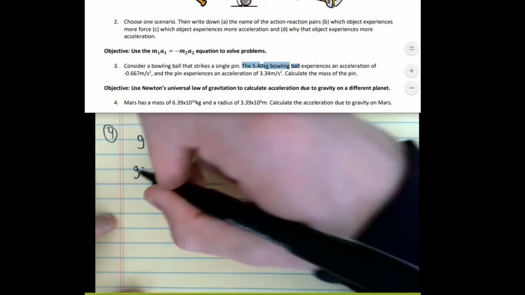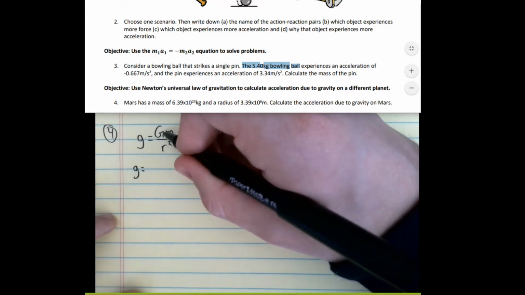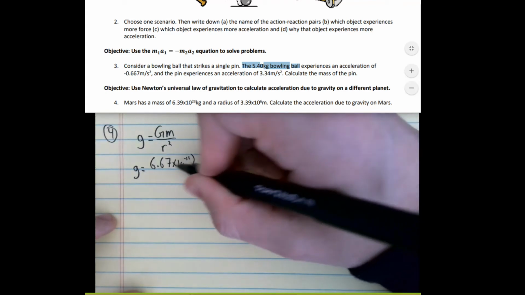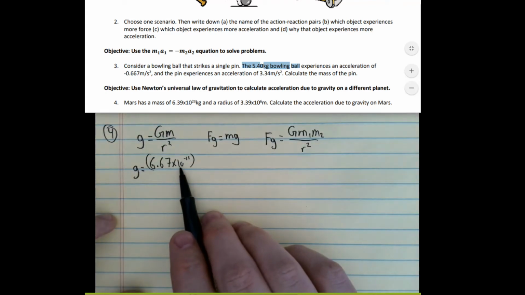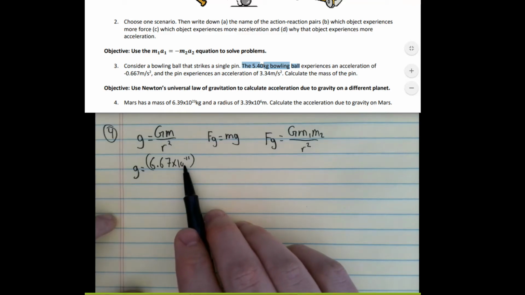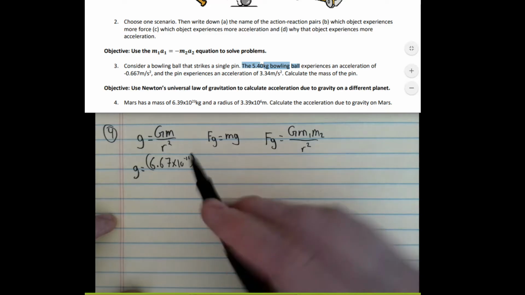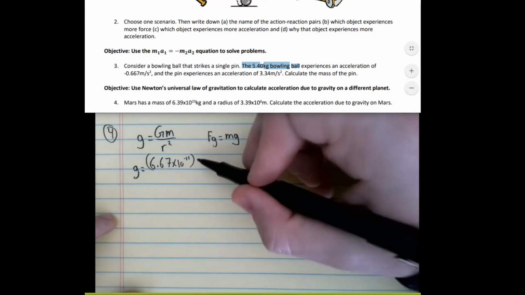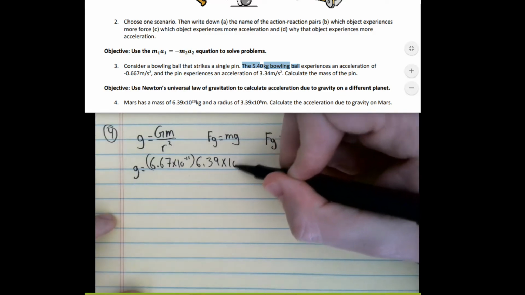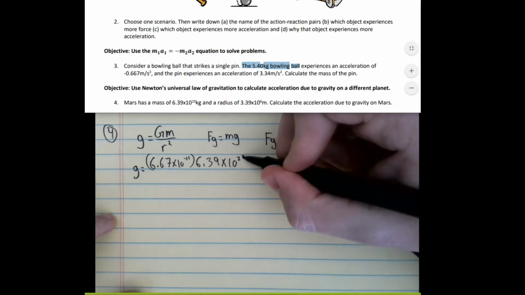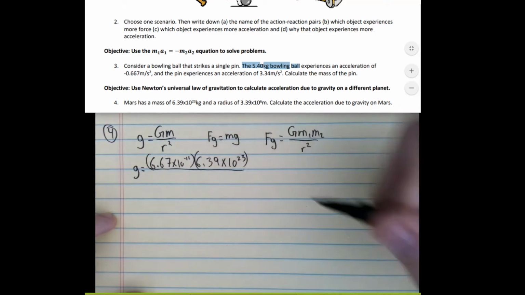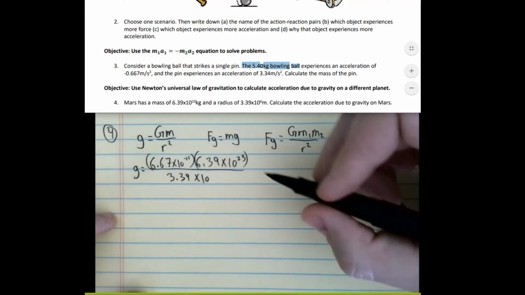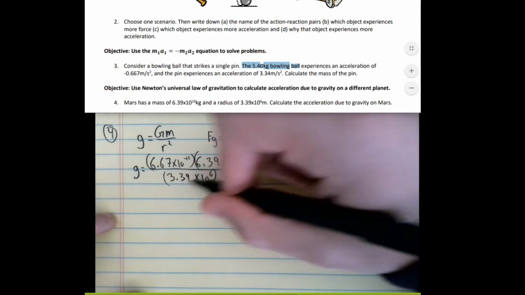So let's do the calculation. The capital G is always this number, 6.67 times 10 to the negative 11th. That's the value of capital G. M depends on the planet that you're talking about. In this case, it's Mars with a mass of 6.39 times 10 to the 23rd. And the radius of Mars is 3.39 times 10 to the 6th, squared.